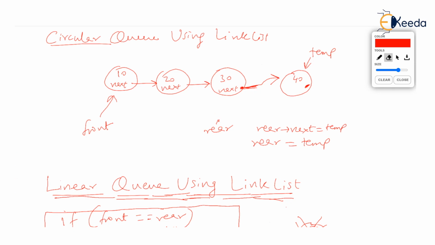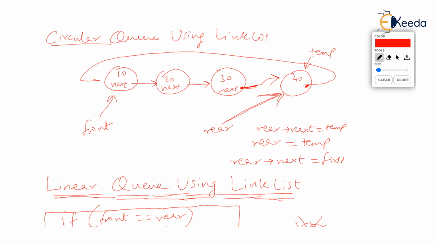And now comes the fun part. We will say temp arrow next, or rather, why don't we say rear arrow next? That would be better, because rear is anyway pointing to 40 now. We will say rear arrow next should be equal to first. So rear arrow next, 40's next, will point where first is pointing. So simple, isn't it? These three lines summarize the insert function on a circular queue.